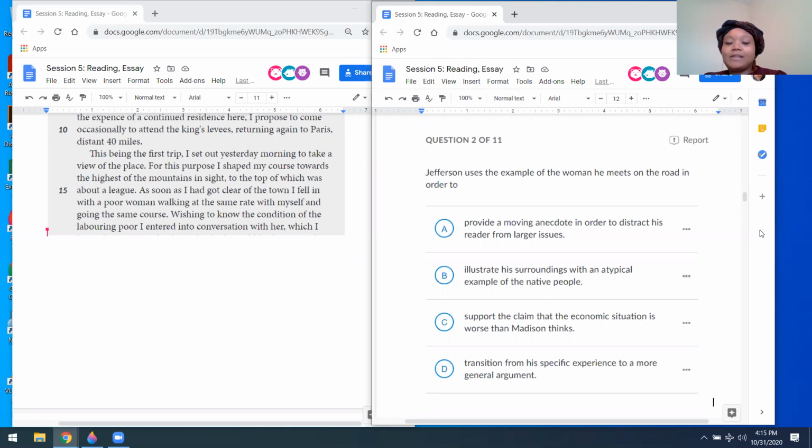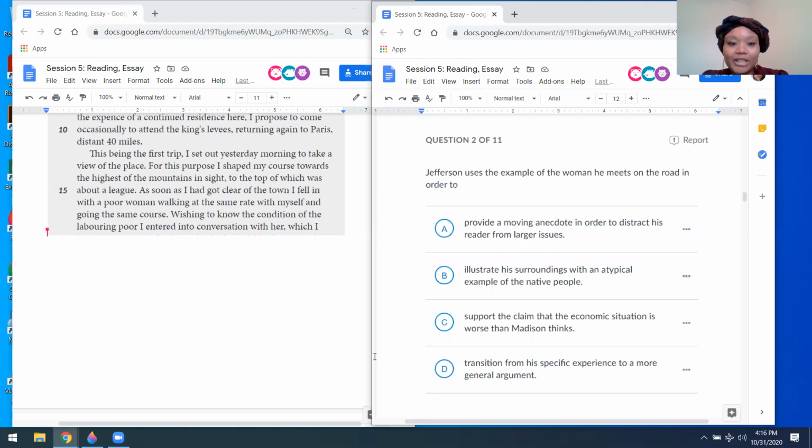We don't see Madison mentioned except for in the title, or in the description of what the passage is, the setup to the passage. So we don't know what Madison thinks. We don't know what he knows. So he could know how dire the poverty-stricken or the laboring poor have it, or he could not. Pardon me, he could be in agreement with Jefferson and he could not, we don't know. So answer choice D is correct. Transition from his specific experience to a more general argument.